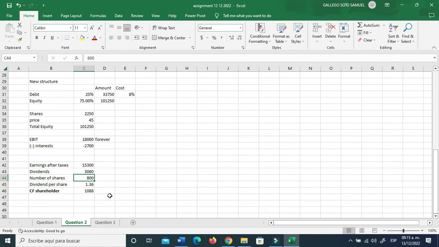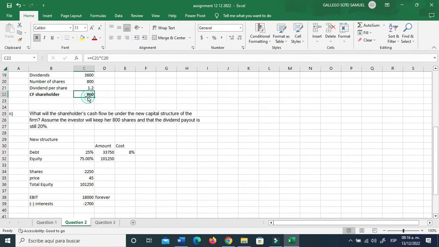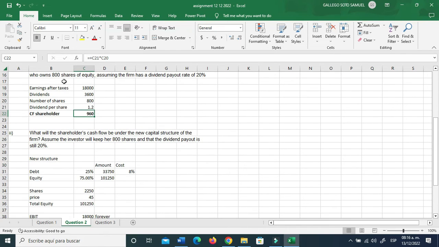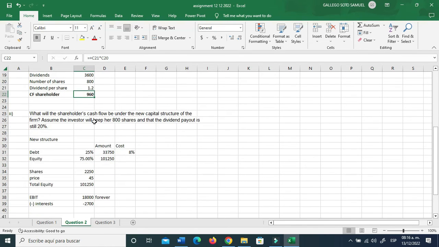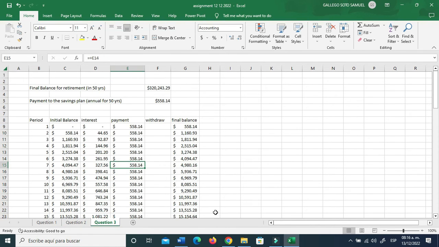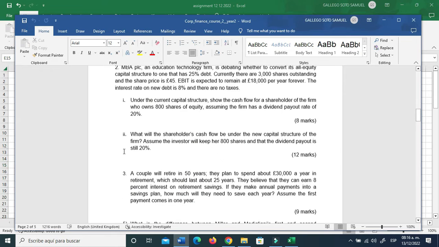Since this lady still holds 800 shares of this company, the cash flow for this shareholder is 1,088 pounds, which, in change, we can see is a lot better than the position that was before, as you can see. All right, that takes care of question number 2. Now let's go to number 3.